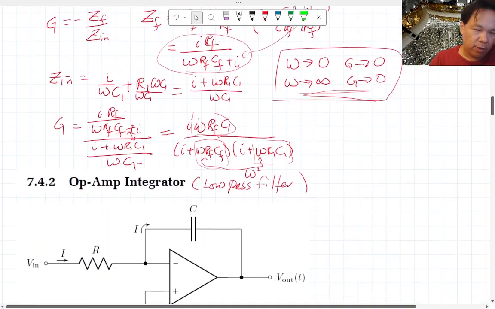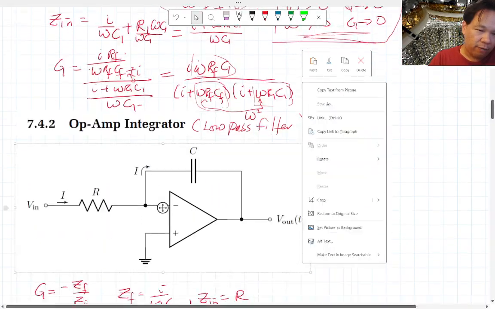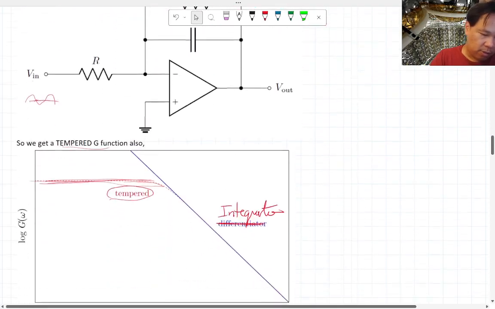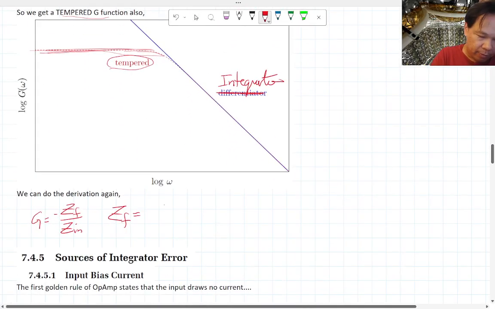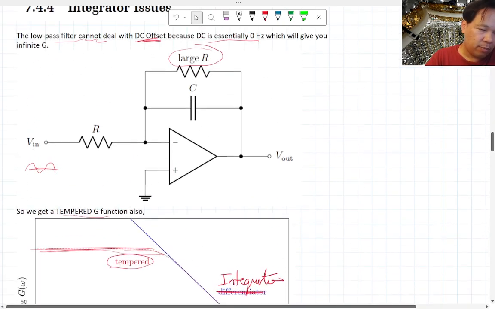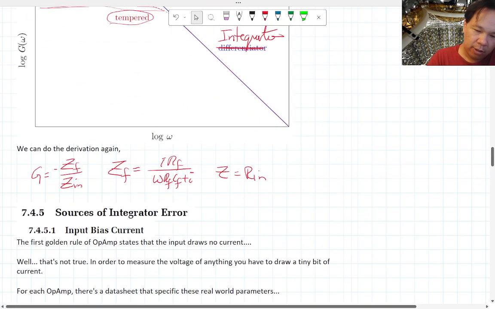So I'll show you with that correction: the RF, and then omega RF CF plus an I. Okay. Zn, in this case, is just going to be Rn. Did the book call it Rn? Let's just call it R. I'm going to call it R1 just so that we have a subscript for it.